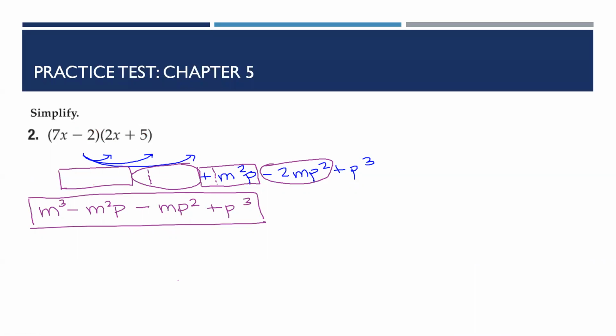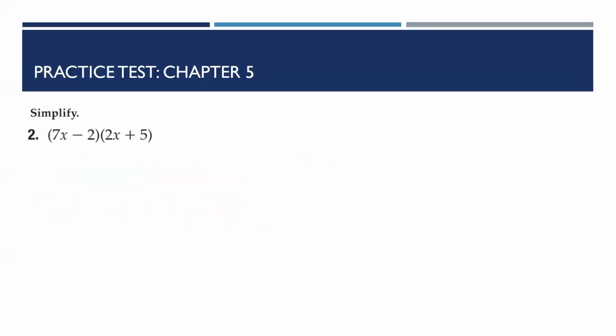All right. So then here we're going to use the FOIL method. So I'm going to multiply 7x times 2x. That's going to give me 14x squared. And 7x times 5 is going to give me 35x. And then here I'm going to multiply negative 2 times 2x. That's negative 4x. And negative 2 times 5 is going to be negative 10.